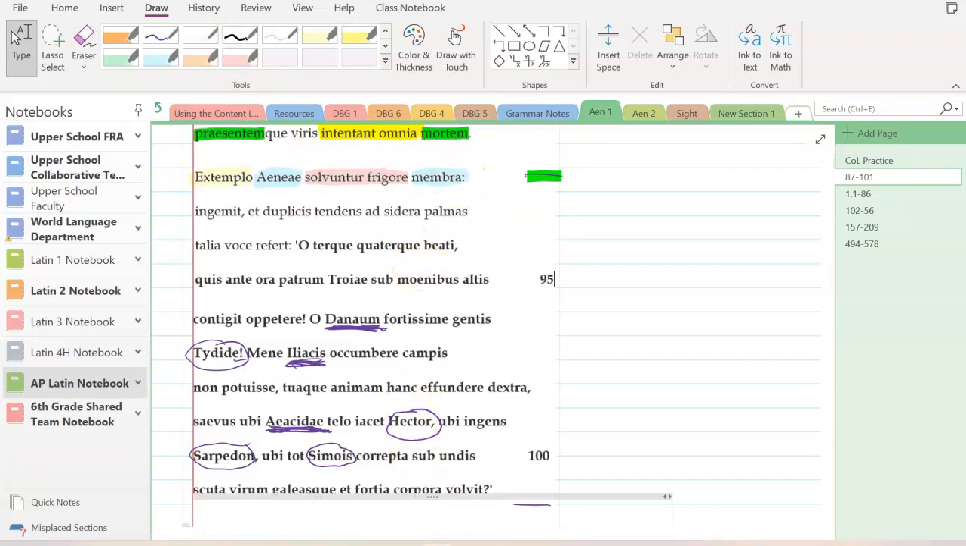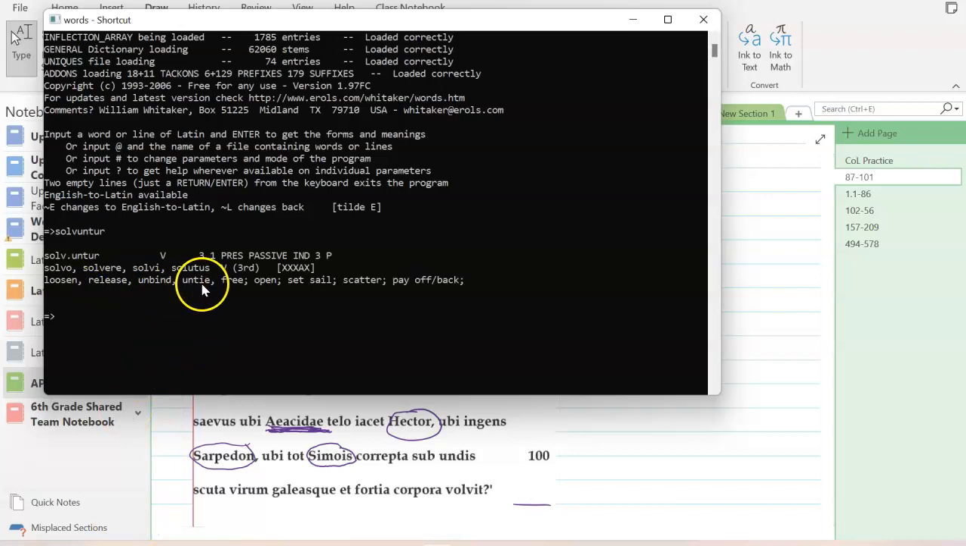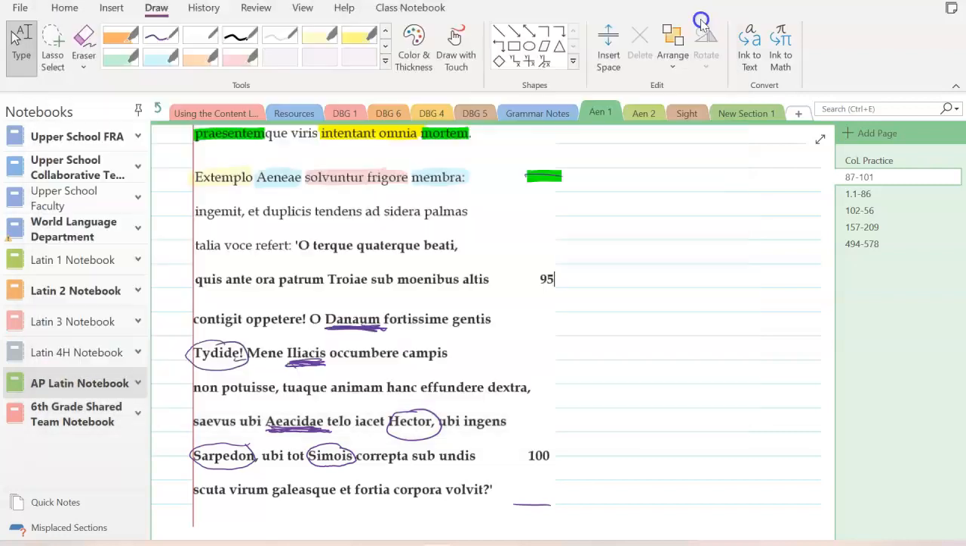And then I never remember, there's like an agreed upon translation of solvuntur, but like they're loosened, freed, released, are loosened from their chill, are released from the cold.